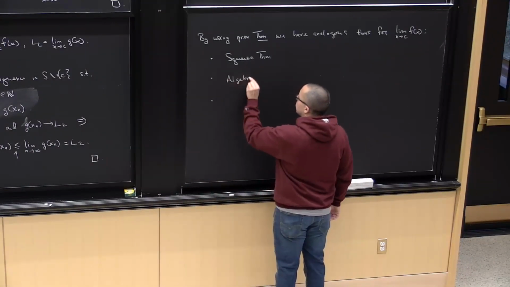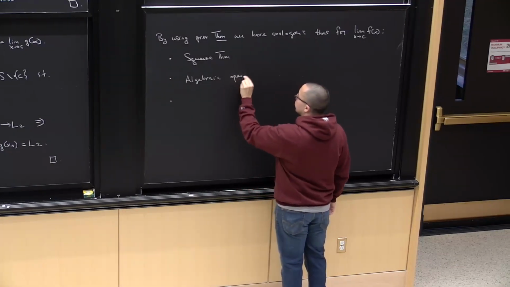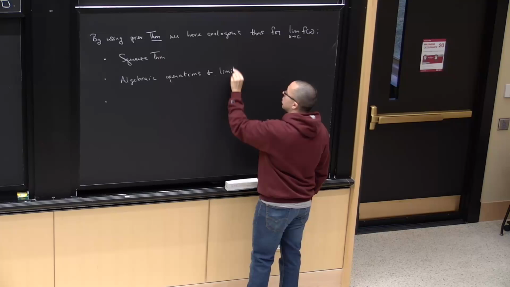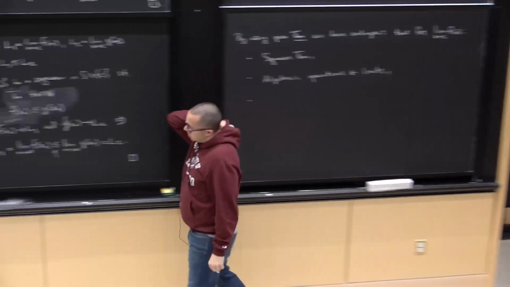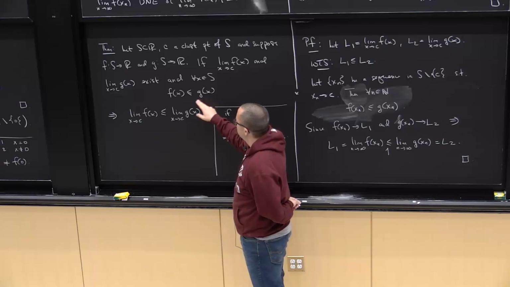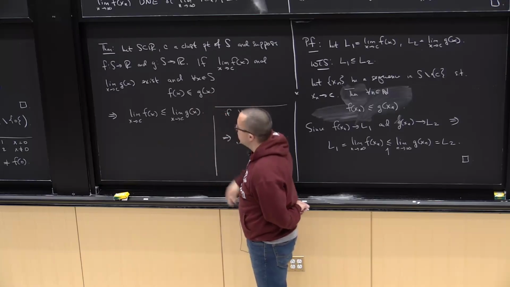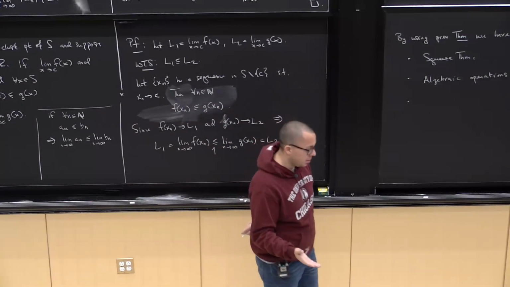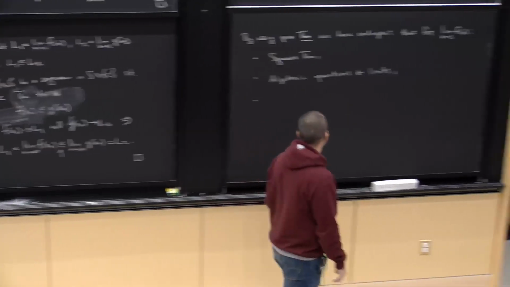You also have theorems about algebraic operations and limits, meaning that if I have two functions that have limits as x goes to c, then f plus g will have a limit as x goes to c, and the limit of the sum is the sum of the limits. Same thing with the product, and same thing with the quotient, assuming the limit on the bottom is non-zero.